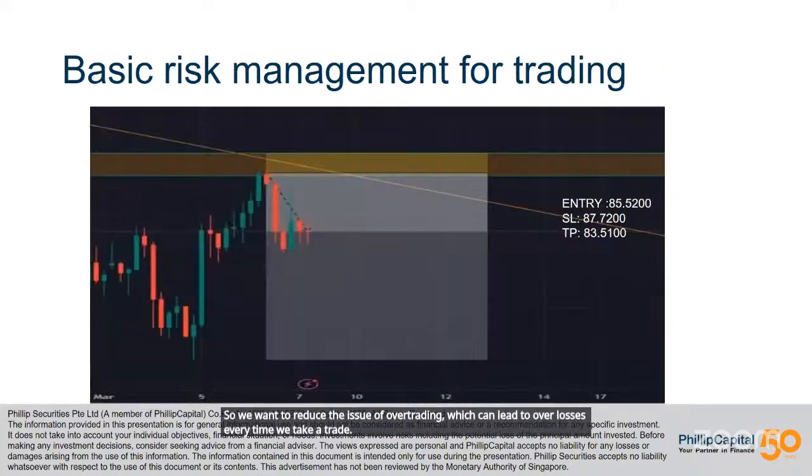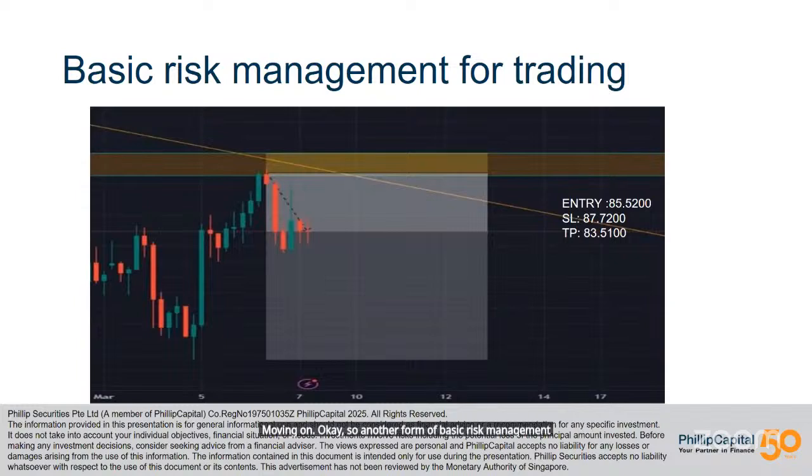Moving on. Another form of basic risk management is to take multiple take profits, as we call it when it comes to trading. For this one, this will be, I think, New Zealand yen. To understand what I mean by multiple take profits, if let's say I have only one take profit, we call it TP1, a basic TP at 83.51, and my entry is at 85.52.